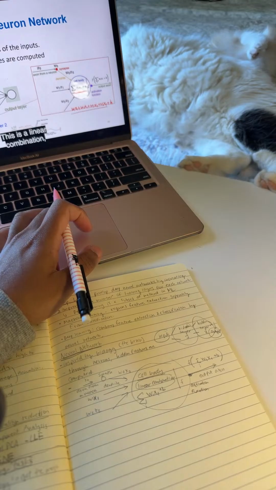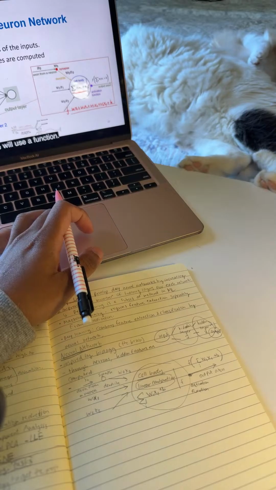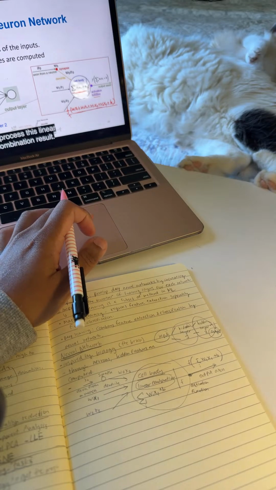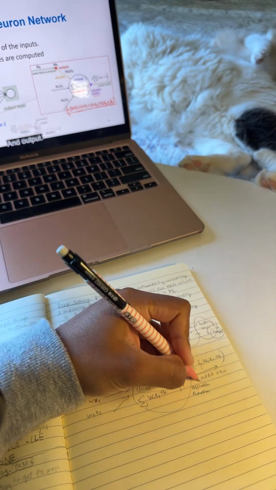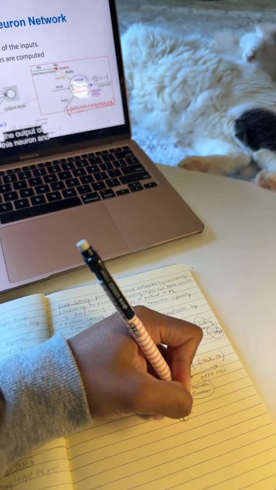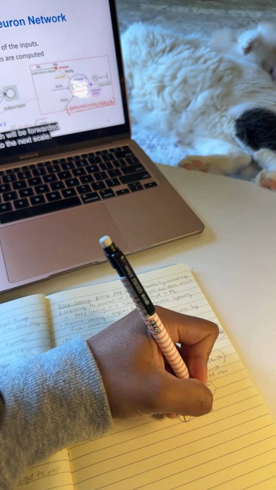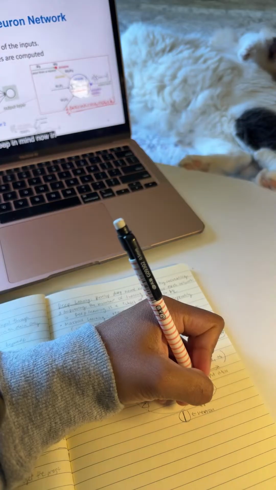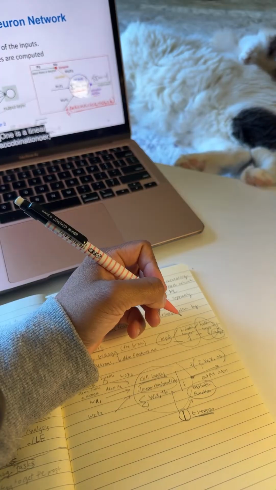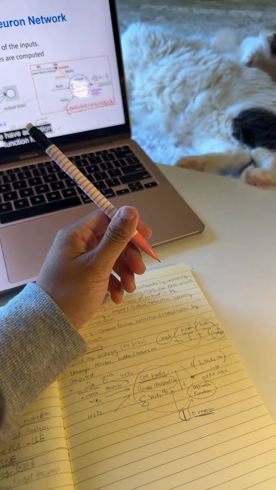So this is a linear combination. But this is just the first half of the process of each neuron. The second half here, after you get this linear combination, you will use a function. So this function we call activation function. So to process this linear combination result, the result of this activation function will be the output of this neuron, which will be forwarded to the next. So keep in mind now, in each neuron, we have two stages. One is a linear combination, and also we have activation function. Okay.